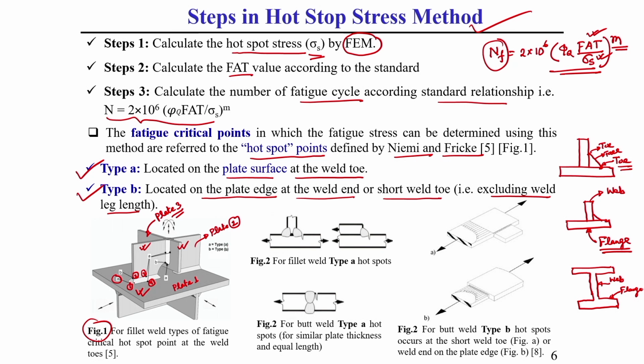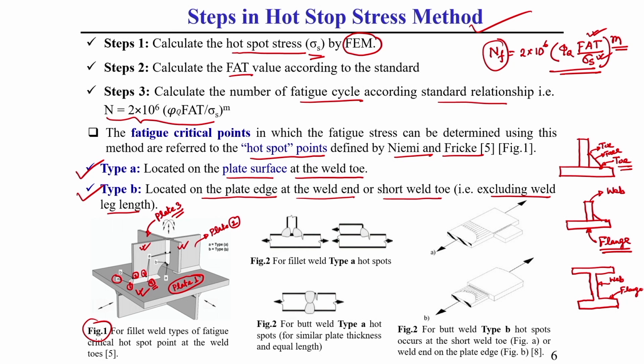So, you see type A means once the toe is located at the weld location, and this weld toe is located on this plate surface, that you can see it is located on the plate surface only, the top surface. Similarly, you see this point 4 toe point is also located on plate 1 surface. So, this is also type A type of hotspot point, this you should keep in mind.